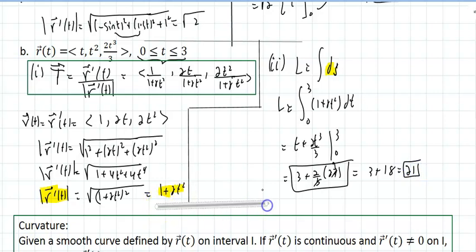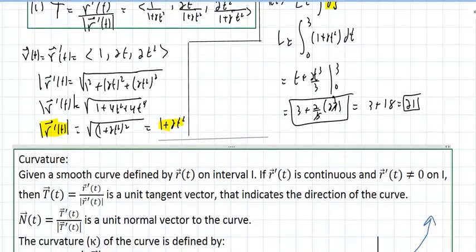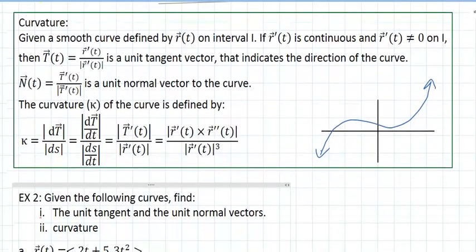So that's one section. Actually, the unit tangent is not in section 13.3. It's only in 13.4, but I wanted to use it to show you how they're going to overlap, and that's why I'm covering both of those together. Now let me show you what a curvature is.